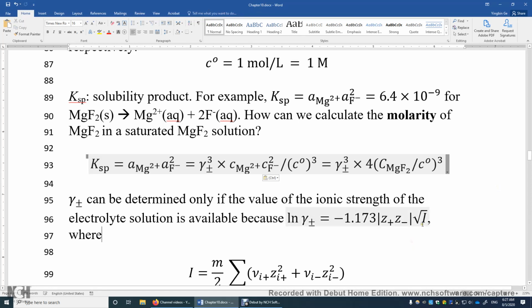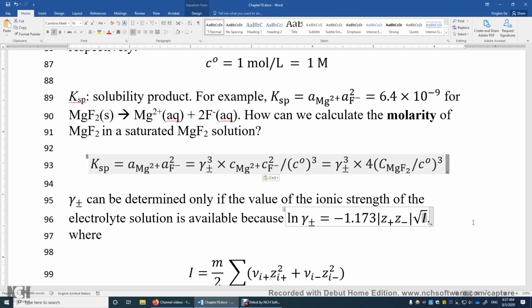But now let's get back to this I. You do need to know how much magnesium fluoride is dissolved in water before you can calculate I, and that's actually our goal. Our goal is to determine the concentration of magnesium fluoride. So it seems that we are stuck. But here's the iterative algorithm.